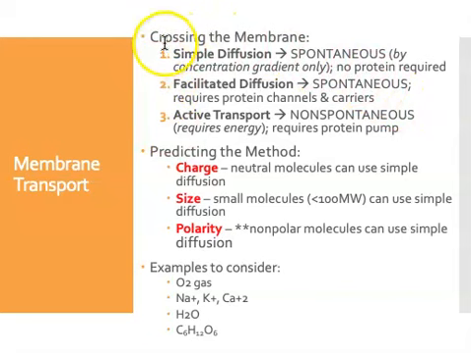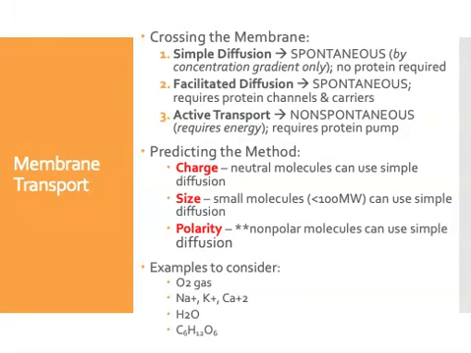So, three methods. They have some things in common. They have some things that are different about them. Now, the question is, how do you know which method a molecule crosses a membrane with? How do you predict whether or not a molecule uses one or the other mechanism? And the answer is, it's all in their chemistry.